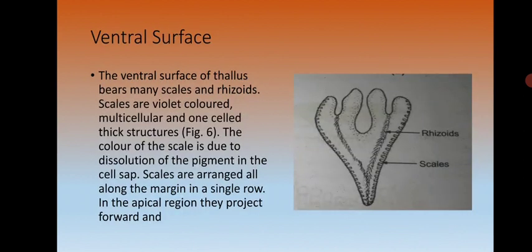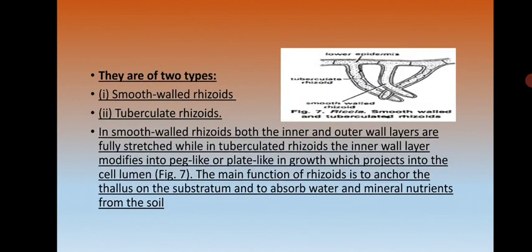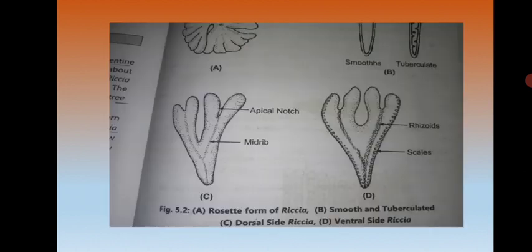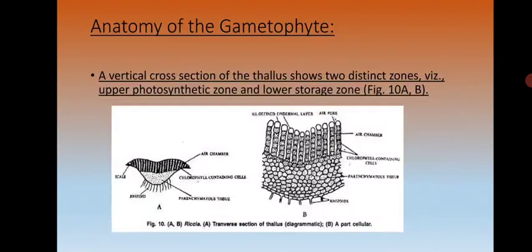Ventral surface. The ventral surface of the thallus bears many scales and rhizoids. The scales are violet in color, multicellular and one cell thick. The color of the scale is due to the dissolution of a pigment in the cell sap. The scales are arranged all along the margin in a single row. In the apical region, they are projected forward, and there are two types of rhizoids, smooth-walled and tuberculated rhizoids. So C is the dorsal side of Riccia and D is the ventral side of Riccia.